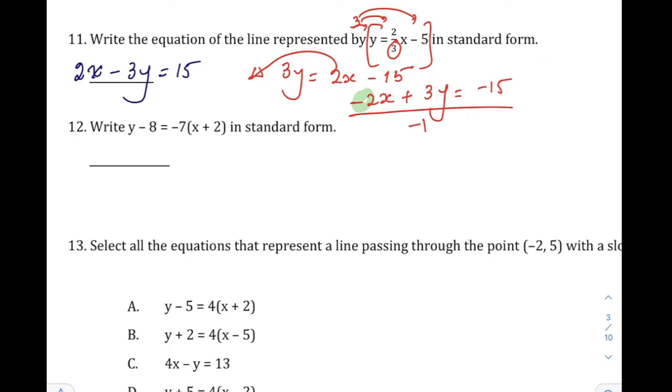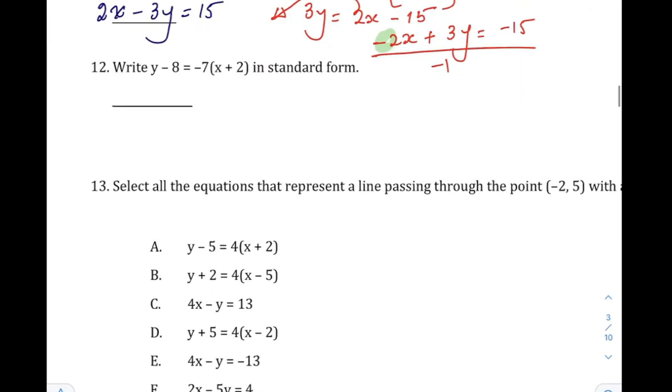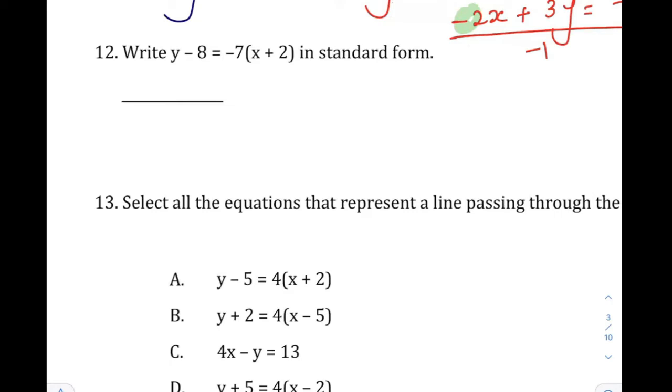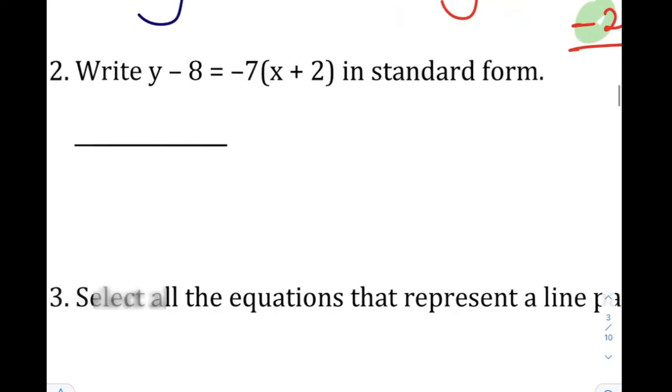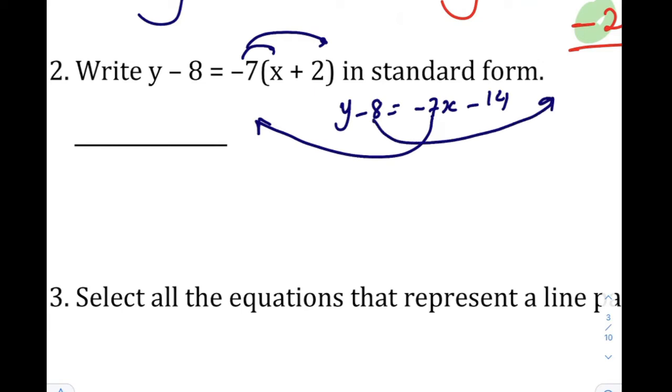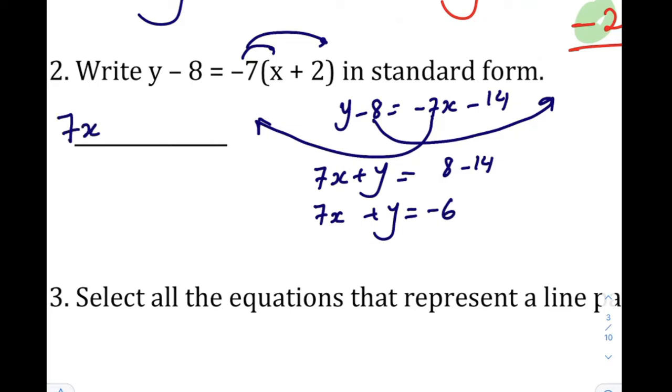Excellent. Now this equation was written in slope intercept form, in terms of the slope and the intercept, and this one is in terms of the slope and a point, point slope form. So we also can do that by distributing and rearranging. I will first distribute: y minus 8 is equal to negative 7x minus 14. I bring the 7x here and the 8 there, so it's 7x plus y equals 8 minus 14. So 7x plus y equals minus 6, and this is standard form.